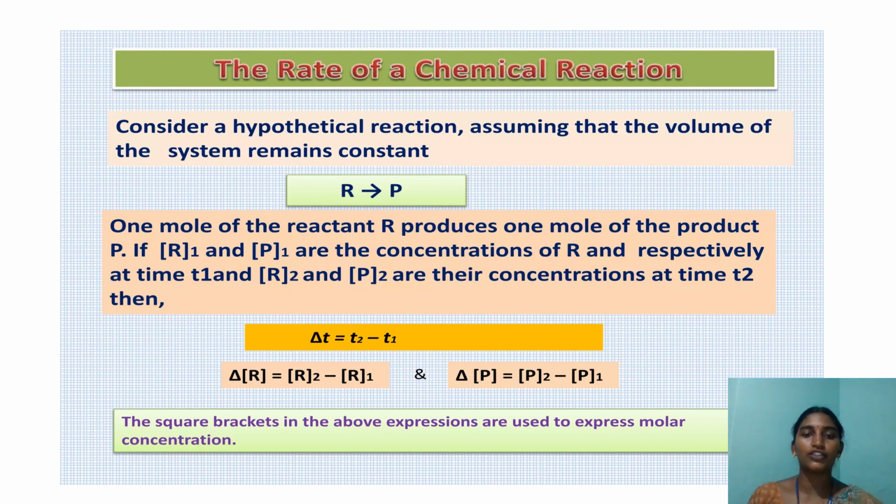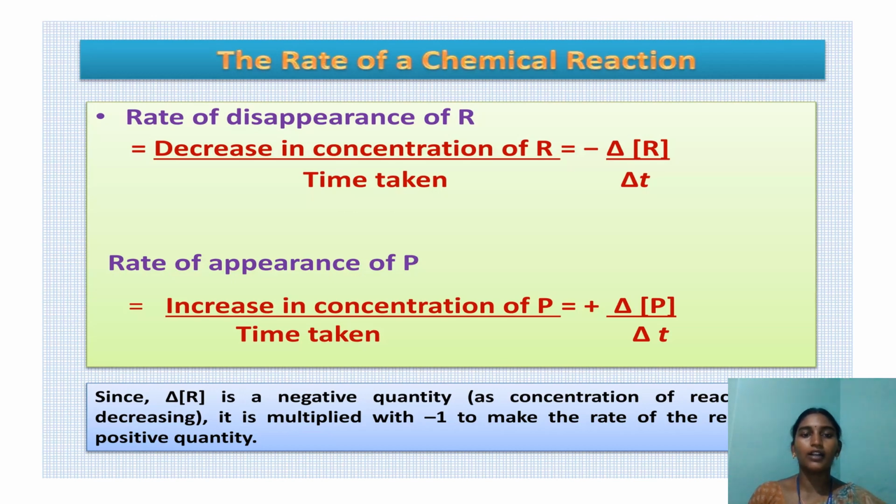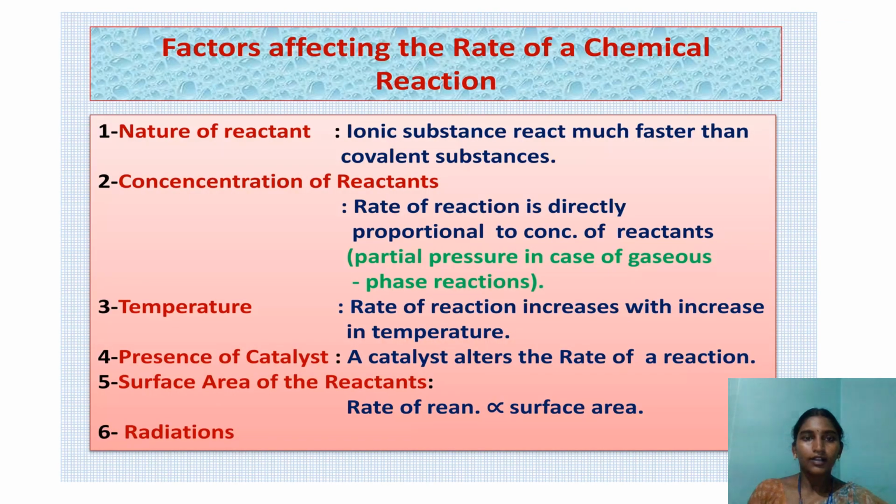Consider a hypothetical reaction where 1 mole of the reactant produces 1 mole of the product. Rate of chemical reaction is the decrease in concentration of a reactant divided by the time taken. Then factors affecting the rate of chemical reaction: nature of reactant, concentration of reactant, temperature, presence of catalyst, radiations.